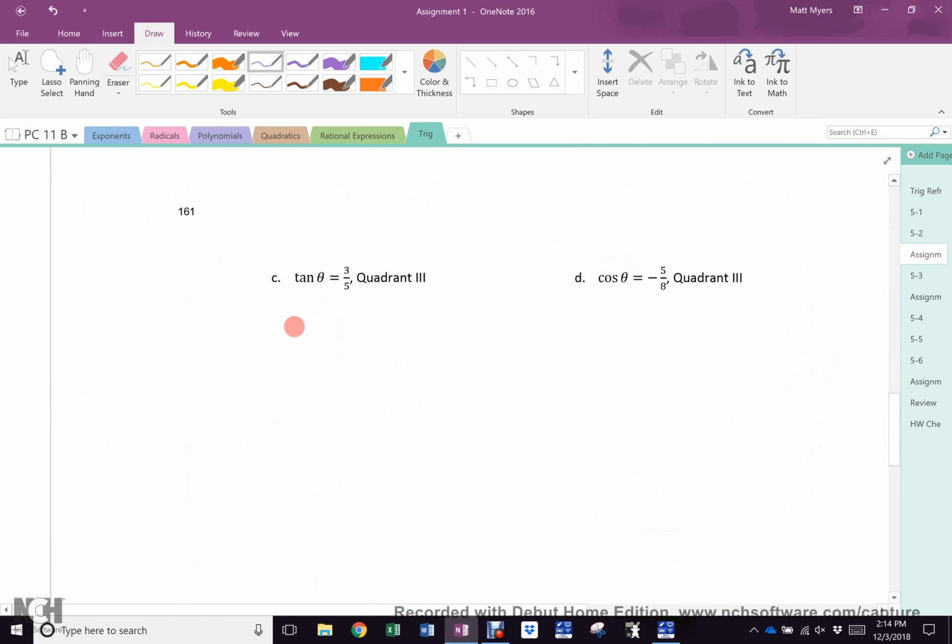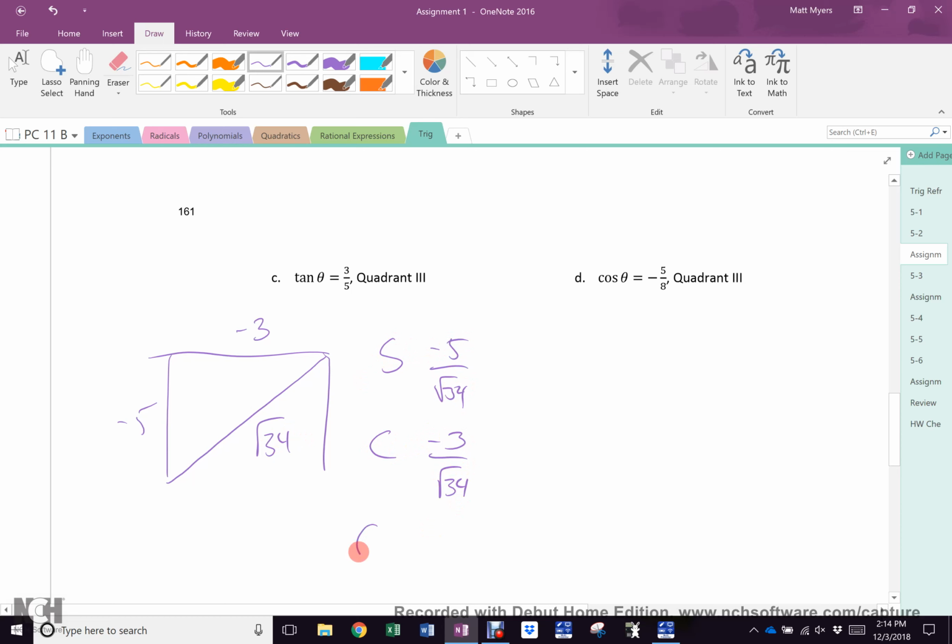This one. Negative 5, negative 3, 25 and 9 that's root 34. So sine is negative 5 over root 34. Cos is negative 3 over root 34. And theta is 31, which is 211.